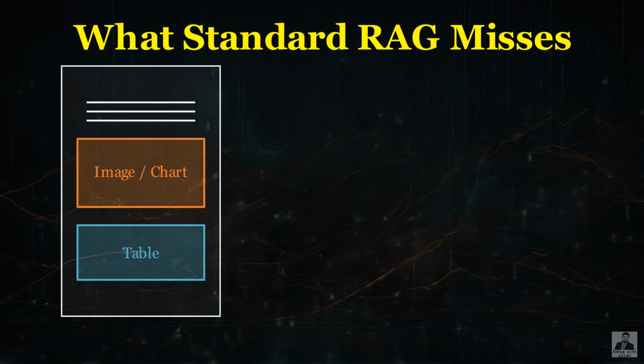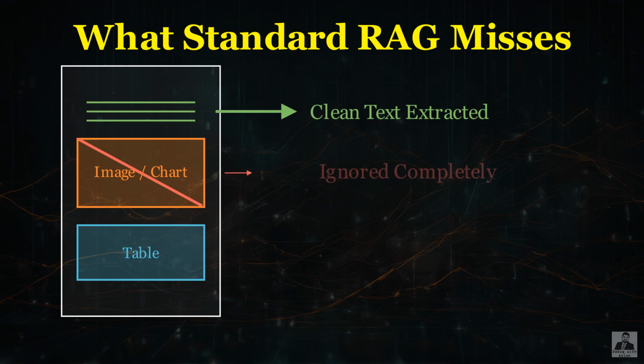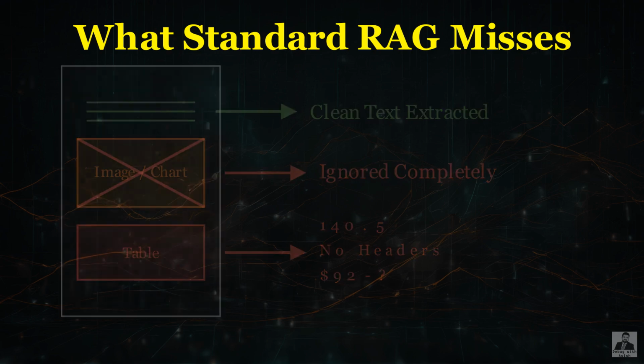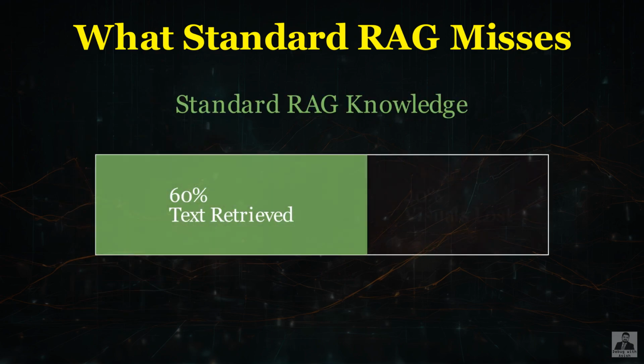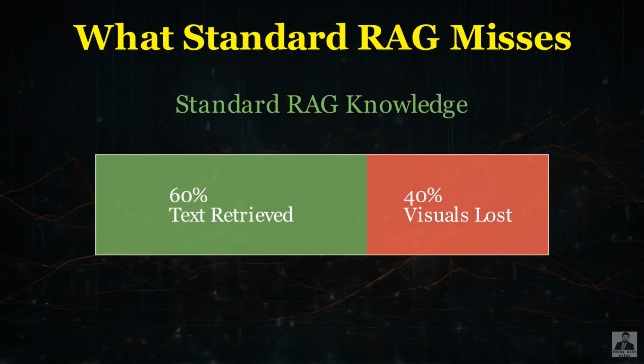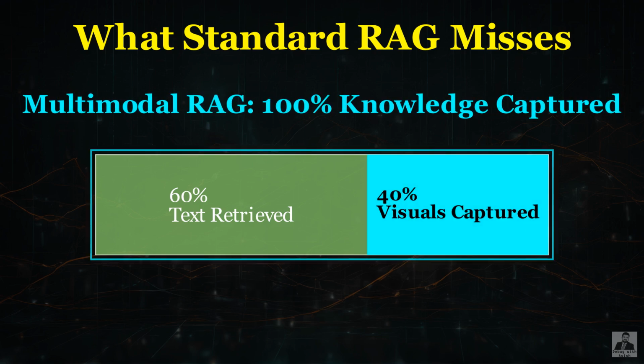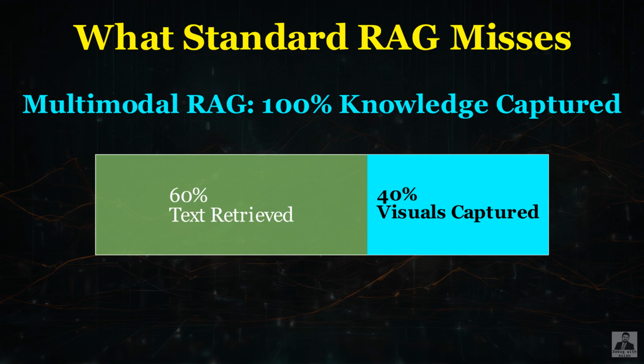Standard PDF loaders extract text and discard everything else. Images are skipped entirely. Tables are often extracted as garbled strings of numbers with no column headers because PDF table structure is not encoded as markup. For a technical report, where 40% of the information is in charts, diagrams, and tables, Standard RAG is working with only 60% of the available knowledge. Multimodal RAG closes that gap by treating visual content as a first-class retrieval target.